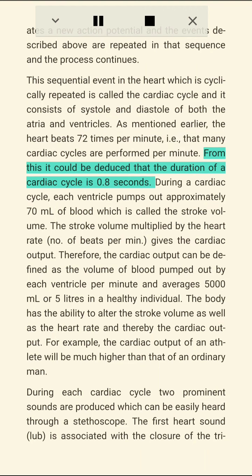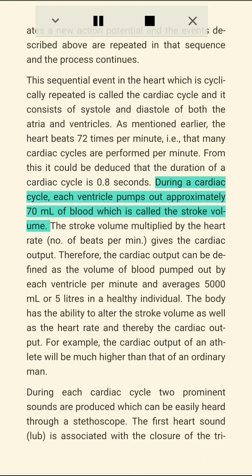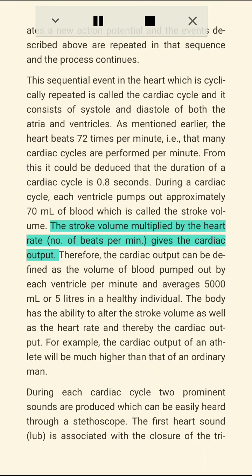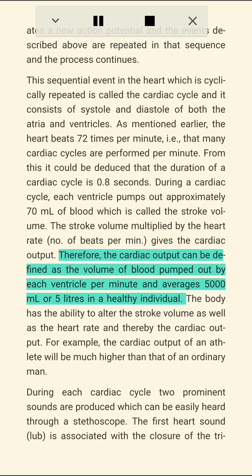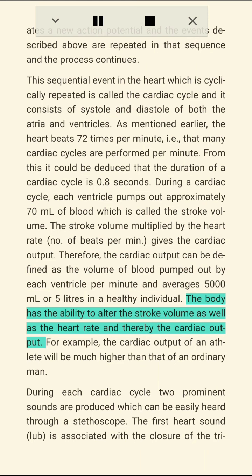As mentioned earlier, the heart beats 72 times per minute, i.e., that many cardiac cycles are performed per minute. From this, it could be deduced that the duration of a cardiac cycle is 0.8 seconds. During a cardiac cycle, each ventricle pumps out approximately 70 milliliters of blood, which is called the stroke volume. The stroke volume multiplied by the heart rate, in beats per minute, gives the cardiac output. Therefore, the cardiac output can be defined as the volume of blood pumped out by each ventricle per minute, and averages 5,000 milliliters or 5 liters in a healthy individual.